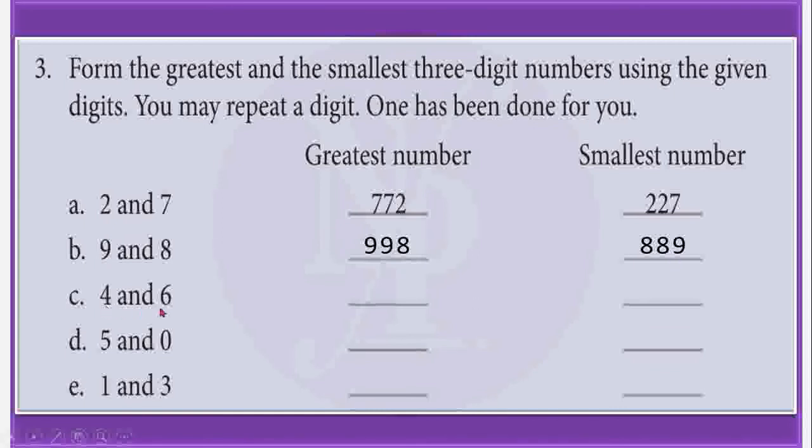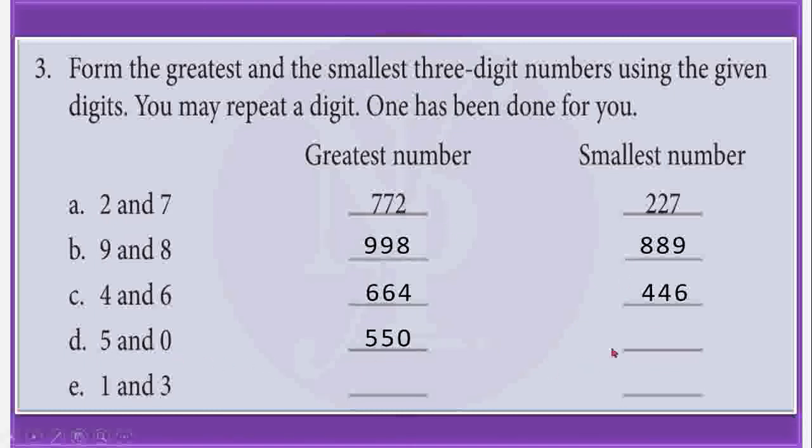C, 4 and 6. Which is greatest among these two? Yes, 6 is the greatest digit. We should repeat 6 to obtain the greatest number. So we get 664. And to get the smallest number, we repeat the smallest digit in the greatest places, that is, 446 is the smallest number. In D, we have 5 and 0. To obtain the greatest number, we repeat the greatest digit, that is 5. So 550 is the greatest number that can be formed using 5 and 0.